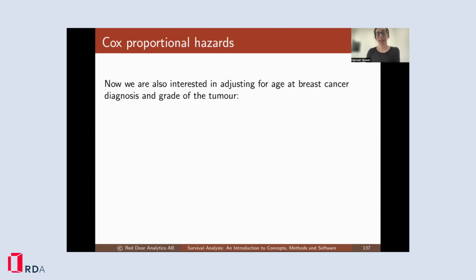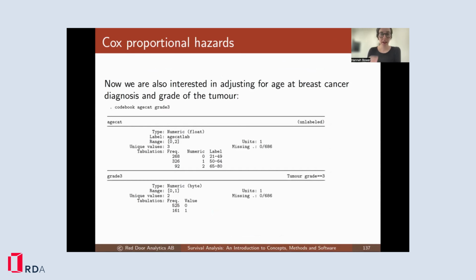So let's also extend our model a little bit and say that we're actually also interested in adjusting for age at breast cancer diagnosis and the grade of the tumour that was detected. Then we can start by looking at our variables in our data set. We have a variable called AgeCat and a variable called grade 3. And we can use this codebook command in Stata to have a look at these variables and give us some descriptives. So here we can see some output from this.